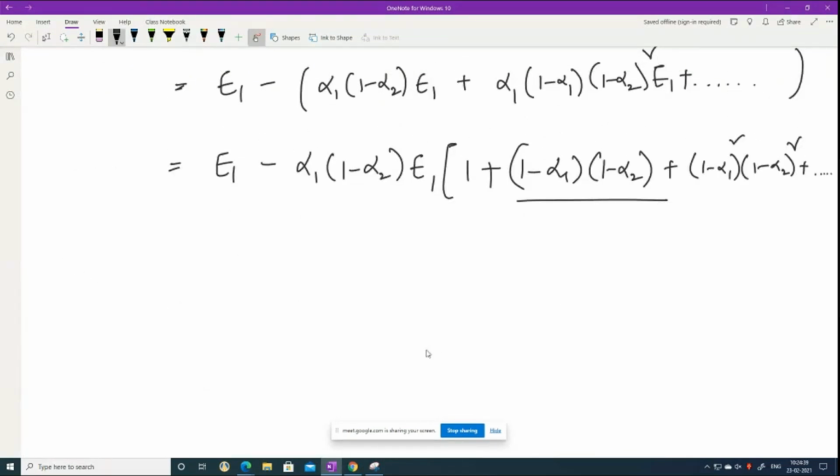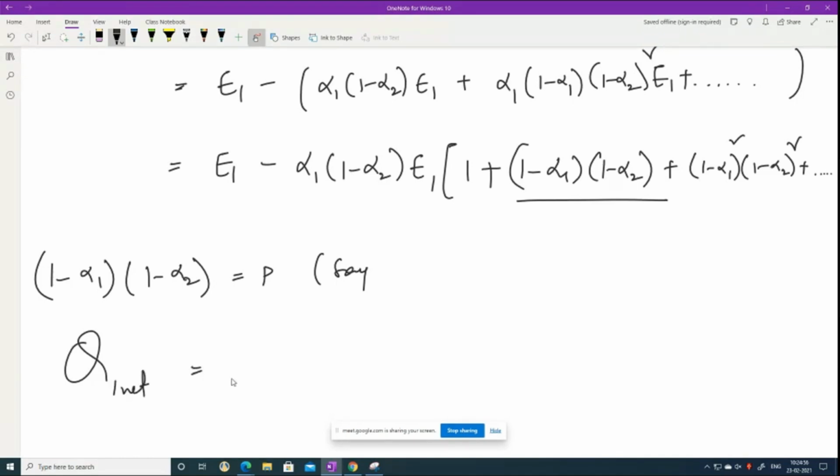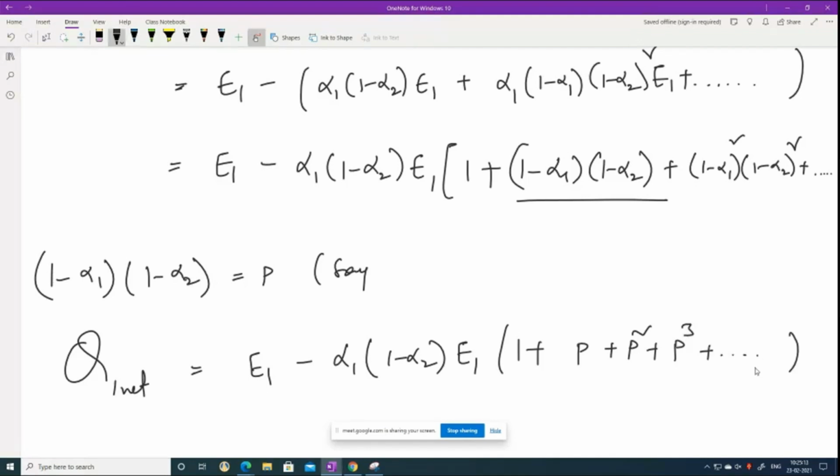I will write this term (1 minus alpha 1) into (1 minus alpha 2) as P. (1 minus alpha 1) into (1 minus alpha 2) is equal to P. Let us say that is equal to P. So then the equation for Q1 net will become E1 minus alpha 1 into (1 minus alpha 2) into E1 into (1 plus P square plus P cube plus so on) is the expression.